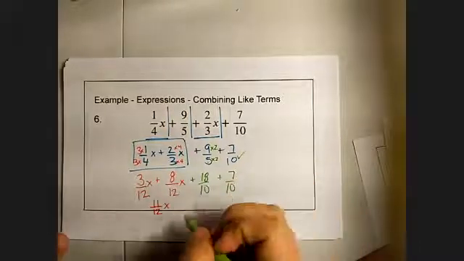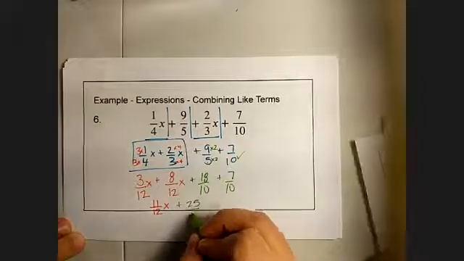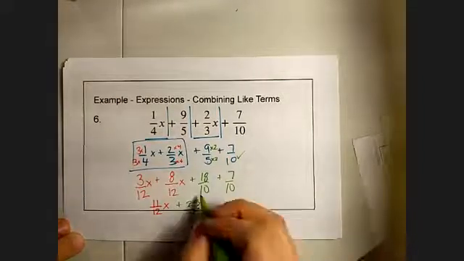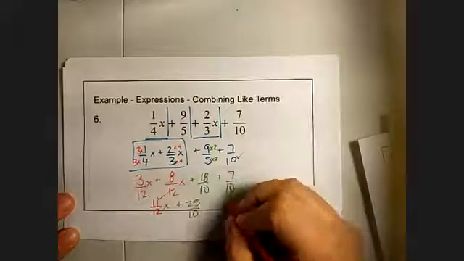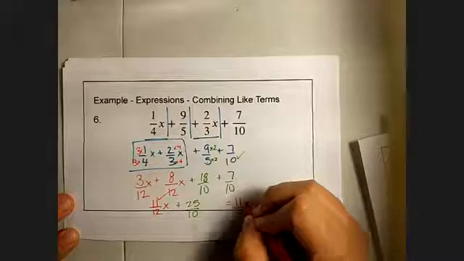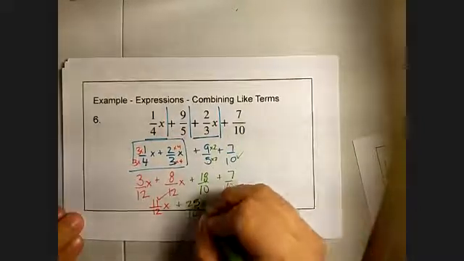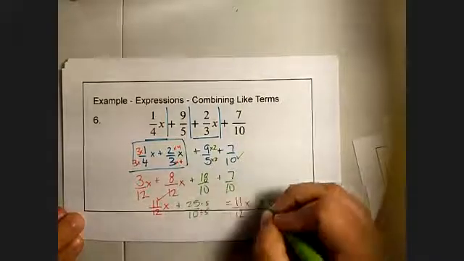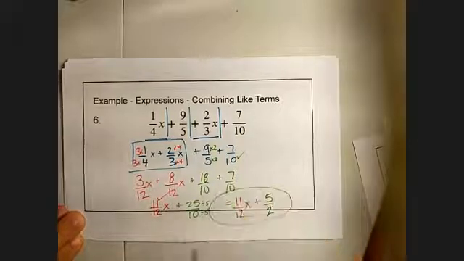And then these terms over here, 18 plus 7, give me 25/10. Okay, and I can simplify that then. This stays, this one's right, 11/12x. 25/10, if I divide them both by 5, it's going to give me 5/2. And that's my final answer.